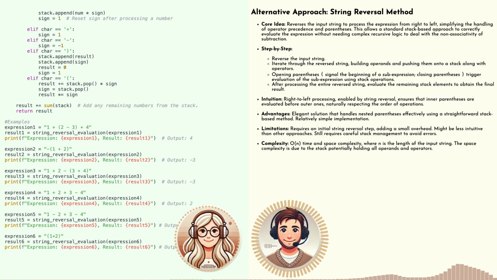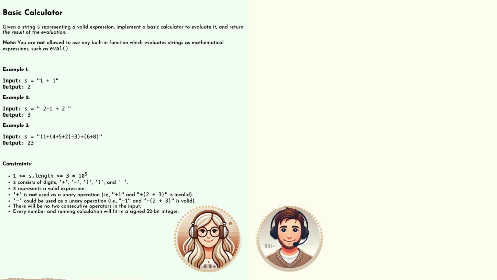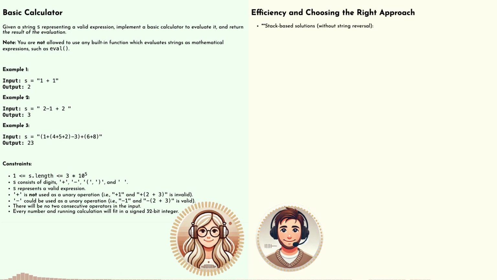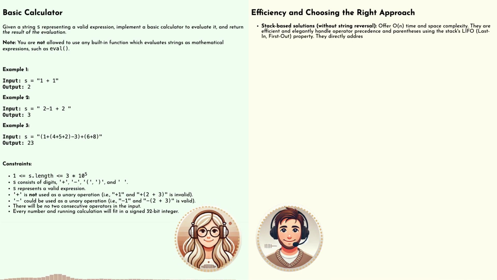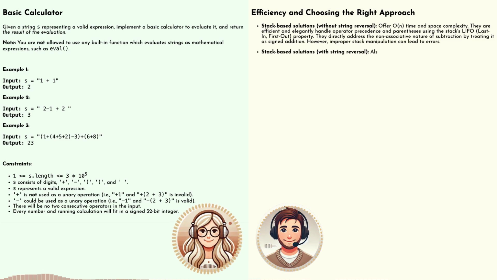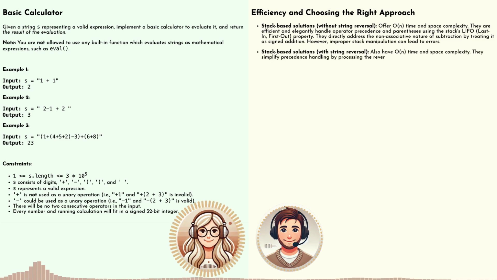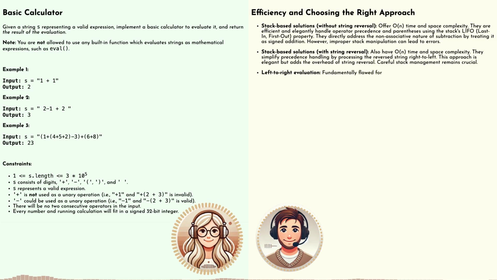This string reversal method is pretty mind-bending, but I have to admit, it's kind of brilliant. It seems like both this approach and the stack-based approach without string reversal are quite efficient, right? They are. In terms of their big O notation, which is a way to describe how the performance of an algorithm scales, both methods have a time complexity of O(n), where n is the length of the input string. This basically means they both process the expression in a linear fashion, taking a predictable amount of time based on the length of the input.